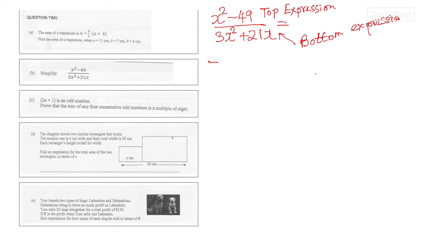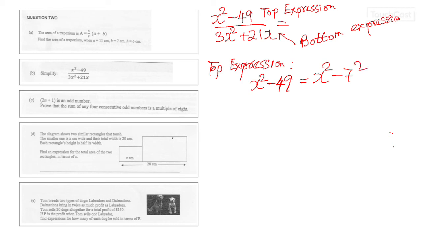So first of all, write down the top expression and deal with it. You've got to factorize x squared minus 49, which is, as I said, difference of two squares. You can write it as x squared minus 7 squared, and alternately it will be x plus 7 times x minus 7. So that's the factorized form of the top expression.